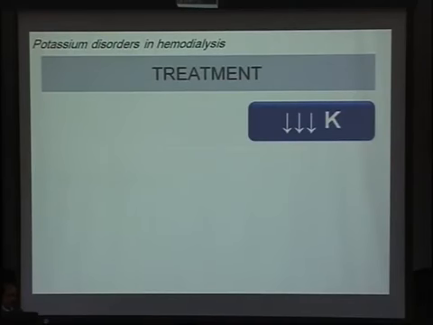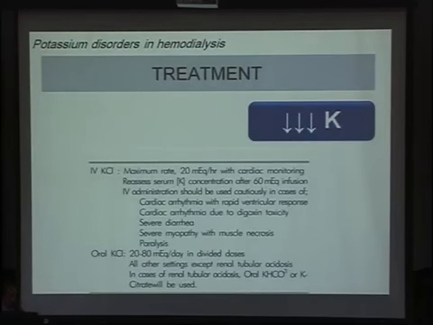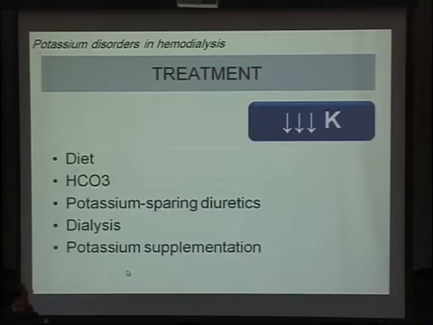Although hypokalemia is a little bit less common in hemodialysis patients, it is still present, especially if there are GIT losses, residual kidney function, or other causes of hypokalemia. And please don't use IV potassium chloride except if oral supplementation cannot be used. So, diet is very important. Increase potassium in the diet.